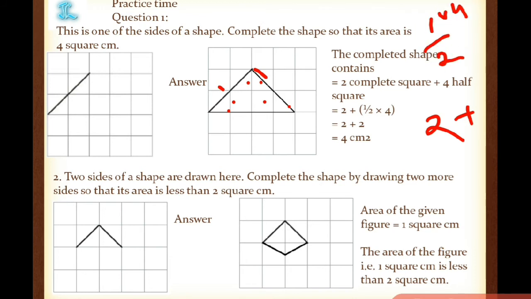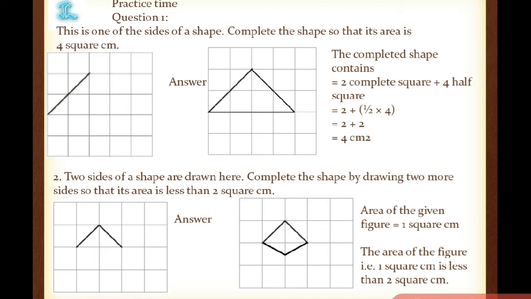Half into 4, yes or no? That is 4 by 2. So that will get it as 2. So 2 plus 2 is 4 square centimeters. Okay, did all of you understand this? Now next one. You can also apply the formula, half into base into height, which I told you earlier.